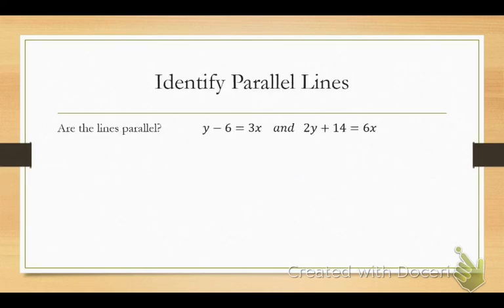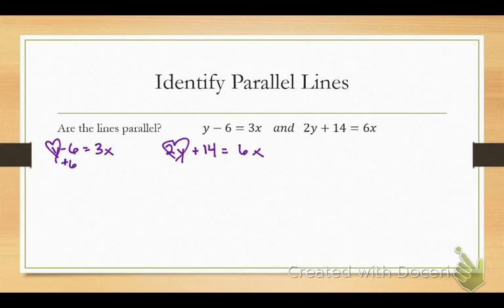All right, identify parallel lines, guys. What needs to be the same in order for lines to be parallel? Slope, the m value. So you can't compare the slopes until they're both in what? Slope-intercept form. So you have 2y plus 14 equals 6x. You need to solve for y on both equations. A little easier on the first one.